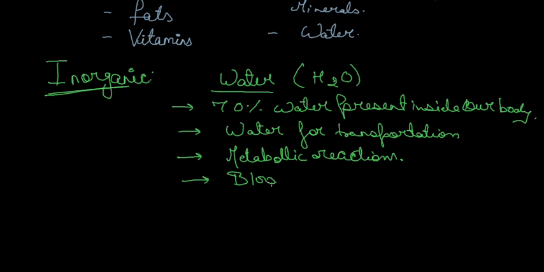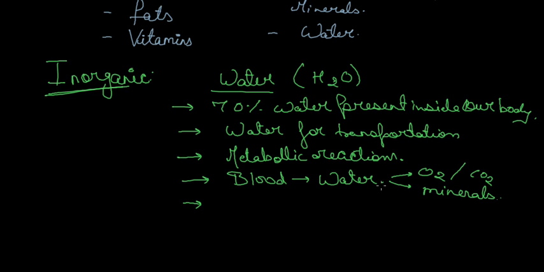Blood, an important component, is also made up of water, which helps in the transportation of oxygen, carbon dioxide, or minerals inside our body, and also for excretion purposes.